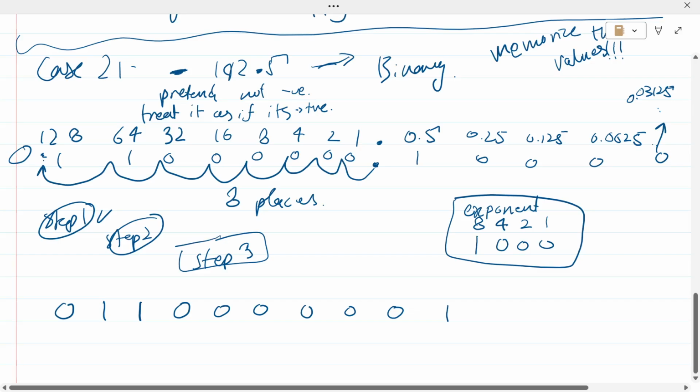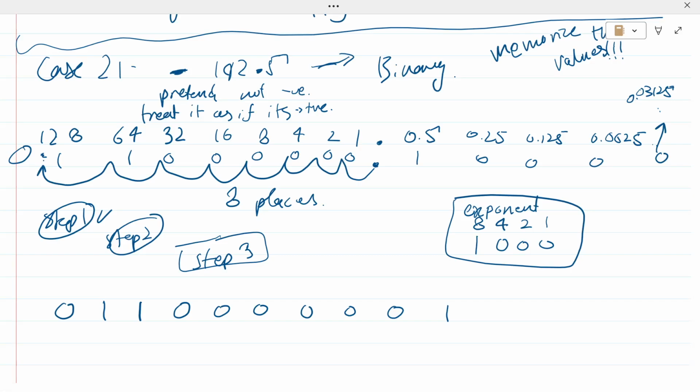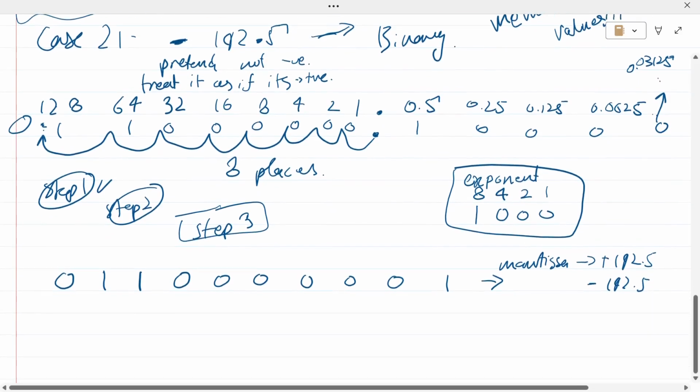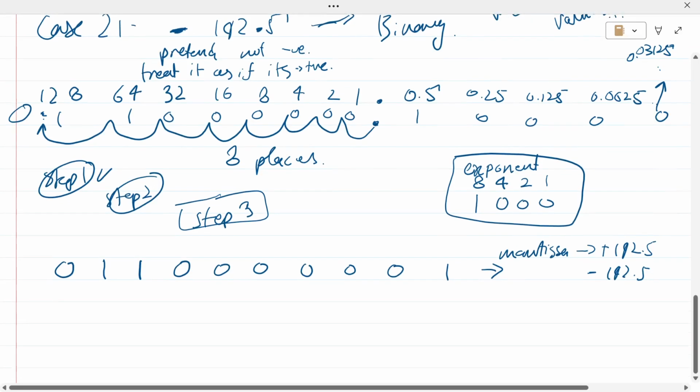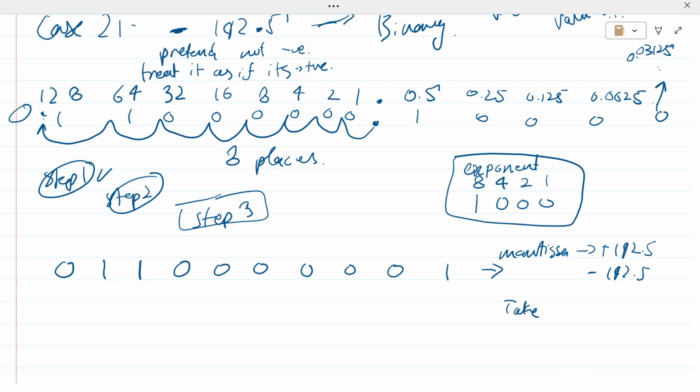Remember, we were treating it as if it was positive. But is it positive? No, it's a negative number, right? Now, the mantissa that we have found just now is the mantissa for a positive 192.5. This is not the mantissa for a negative 192.5. Now, in order to convert this into negative, just like the old O levels and AS levels days, we just gotta take 2's complement, right? And if you have forgotten how you take the 2's complement, then we're just going to do it right now and you're going to remember it.